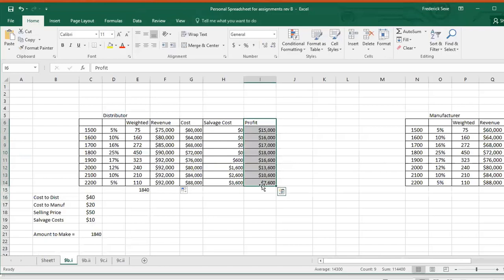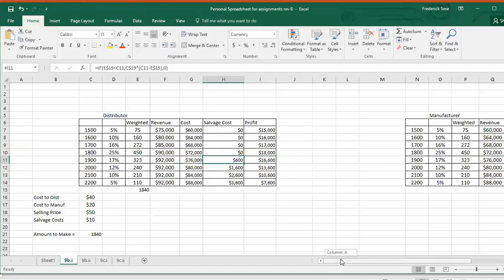So in some scenarios, it is possible, or you may order more if the salvage cost is high enough, or if the incentive is high enough that the profit goes up, say 100 units. Let's say for instance, if this was 18,600, the distributor would say, well, even though my weighted value is 1840, my profit level is actually at 1900. So they would order 1900 because they know that their profit would still be higher. Right now, that is not the case. So that's what the incentives are for.